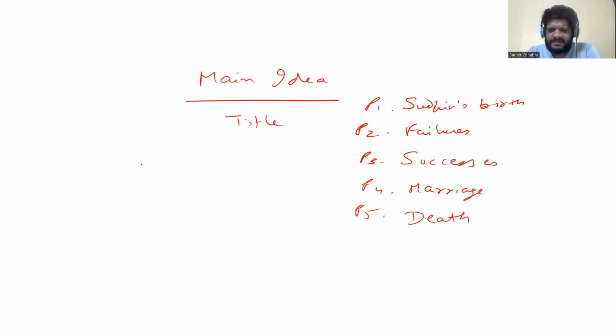If you see, this passage has five paragraphs, and a good writer would discuss only one theme in a paragraph. So there are five paragraphs. The first one deals with Sudhir's work, the second one with his failures, the third one with his successes, the fourth one with his marriage, and the last one with his death. So if you see, a person's life is between two limits, birth and death. So this could pass for a kind of succinct biography. So a good main idea could be like this.